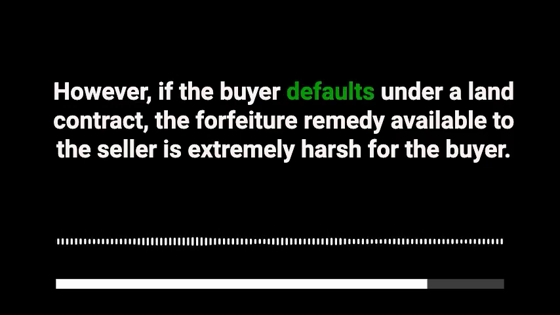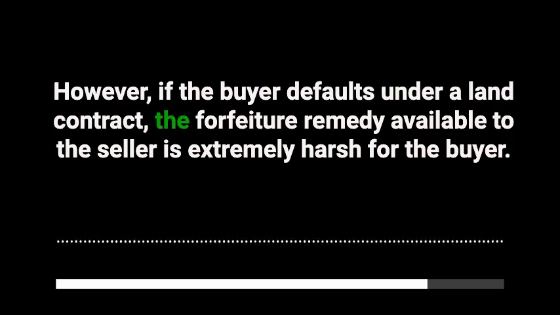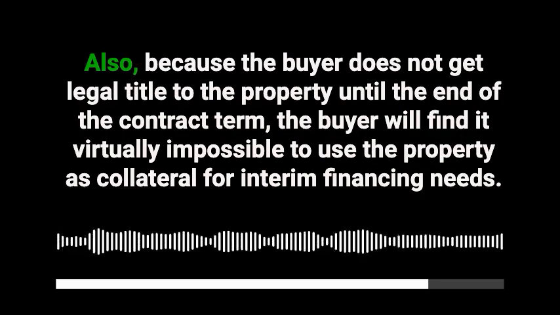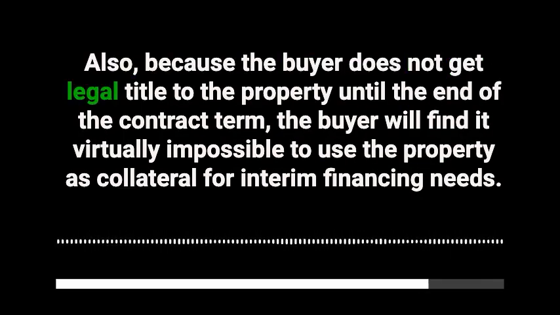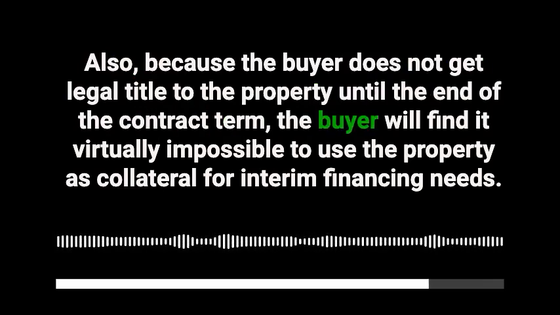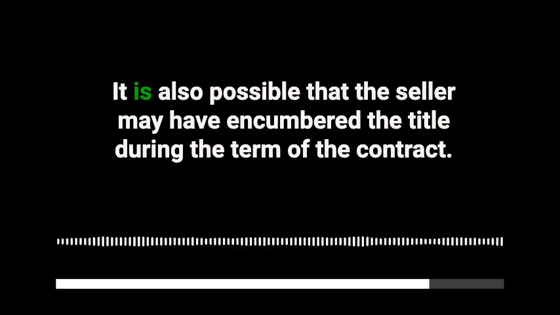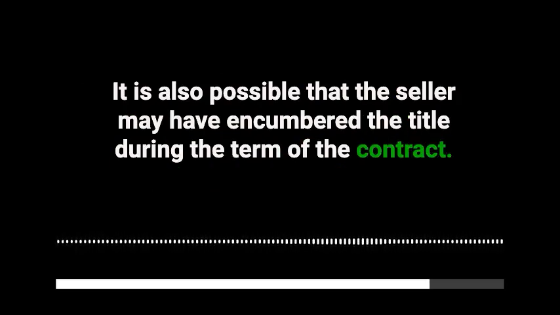However, if the buyer defaults under a land contract, the forfeiture remedy available to the seller is extremely harsh for the buyer. The buyer can lose all the payments made under the land contract in addition to the property itself. Also, because the buyer does not get legal title to the property until the end of the contract term, the buyer will find it virtually impossible to use the property as collateral for interim financing needs. It is also possible that the seller may have encumbered the title during the term of the contract.